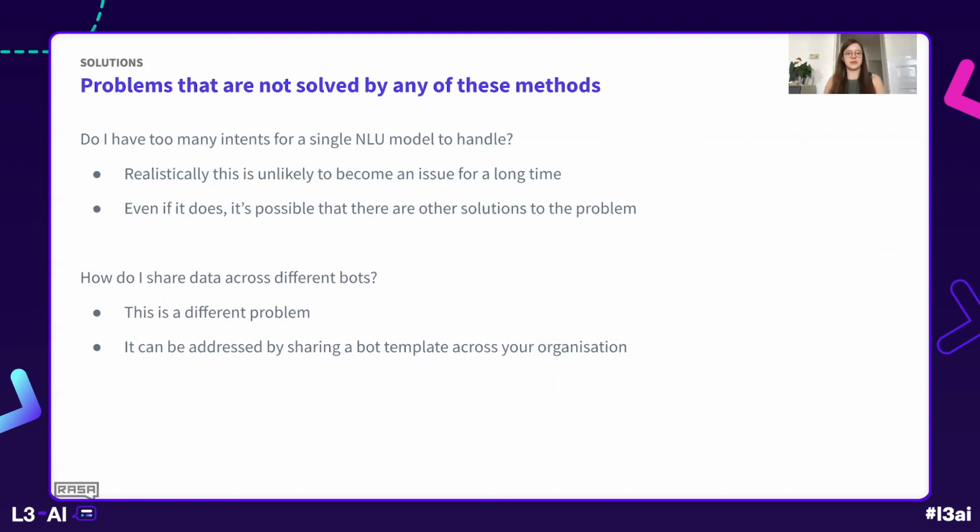Then the other problem of sharing data between different bots, so making sure they can just perform some generic user goals that all bots should be able to perform. I would say that's also a different problem. While it is associated with the topic of building multiple bots, this is less about having the user be able to access a bot from the same UI, but more about the building process of it. And so that would be addressed not with any of these methods I just mentioned, but for example, by sharing a bot template across your organization.